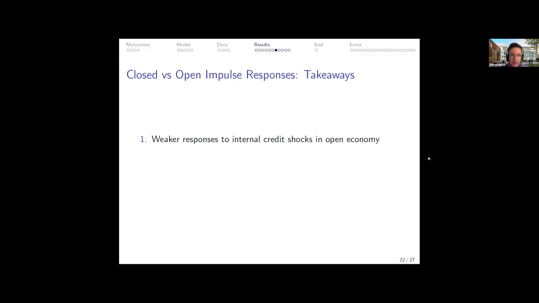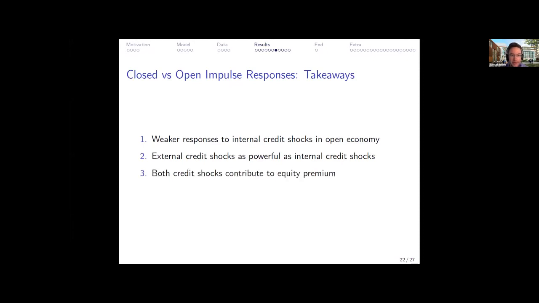We also observe that the external credit shocks are as powerful as internal credit shocks for several key variables such as consumption and investment. However, the response of the net foreign asset position is the opposite for external versus internal credit shocks, which is good news for us as it will be useful for identification when we move to our structural estimation. Finally, we can deduce that both types of credit shocks contribute to the equity premium according to their effects on the SDF and excess returns.